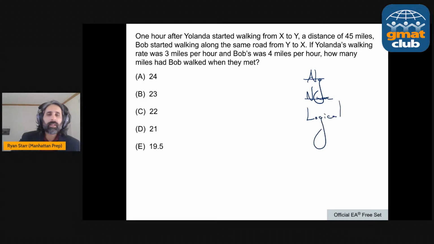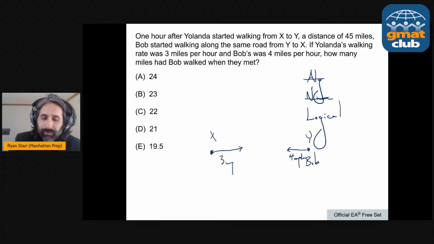The logical approach in a two-person rate problem like this will often go along these lines. Whenever Yolanda and Bob are walking together, they're going in opposite directions, right? One's coming from X to Y, right? Often logic is really good with a drawing. And one's going from Y to X, right? That's Bob going from Y to X at 4 miles per hour. And Yolanda going from X to Y at 3 miles per hour.